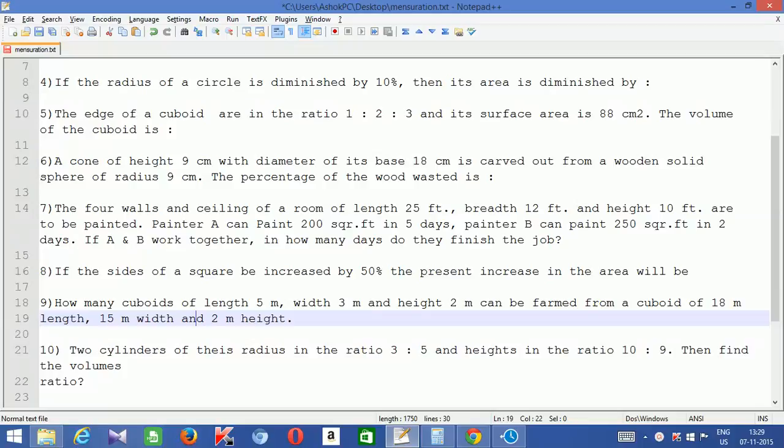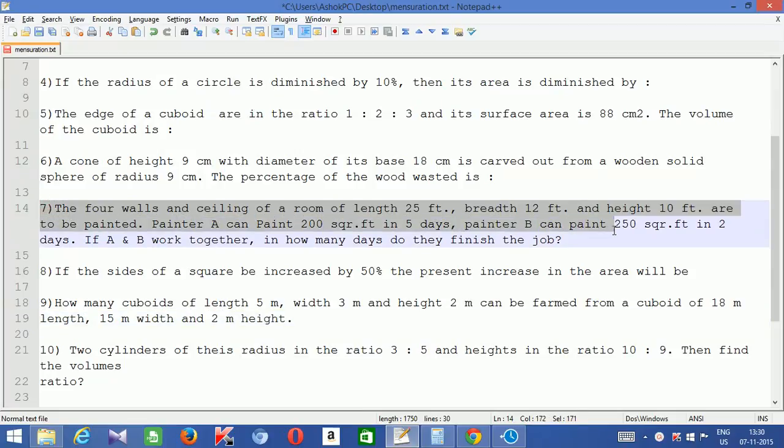Till the previous session, we discussed the first six problems in our mensuration series. So totally 5 sessions have gone. The first 3 sessions gave the intro of mensuration, and in the next 2 sessions we discussed problems. Now we will continue our discussion from the 7th problem. Fine. So what does the 7th problem say?